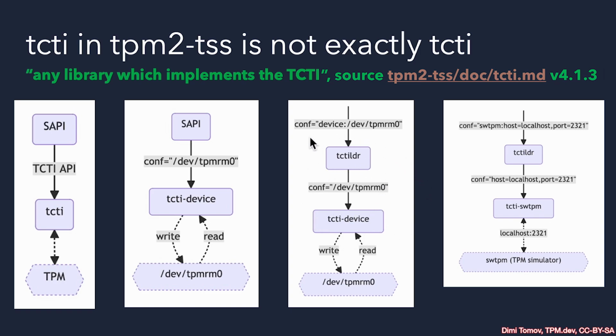So in this case, the TCTI loader is passed a configuration string, which says we'll be using the TCTI device library and we want to talk to this particular device. So we're making the TCTI loader's job easier. And also we can even specify the order, and if we don't, there's a default order that is described in the TCTI document. Now, the last picture describes the most interesting case to us, which is using the TPM simulator.